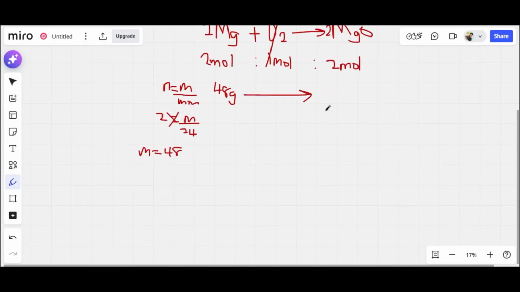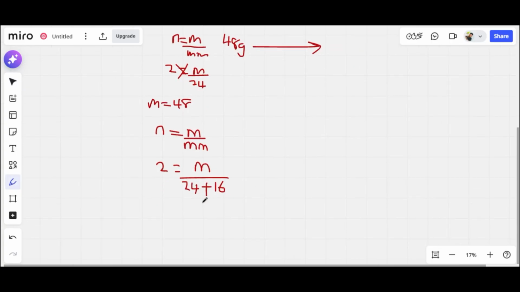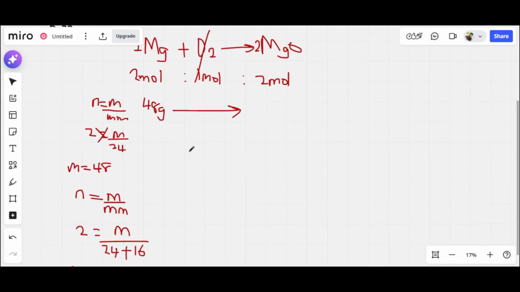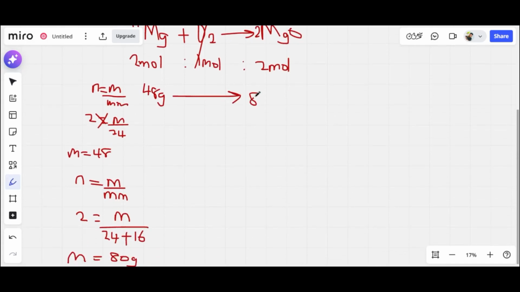So what will be the mass of MgO in 2 moles? So n equals mass over molar mass again. The n is 2, the mass is unknown, and the molar mass of MgO is, magnesium is 24 and oxygen is 16. So 24 plus 16 should be 40. Yes, should be 40. So 2 times 40, m equals 80 grams. So meaning that 48 grams of magnesium produce 80 grams of magnesium oxide.